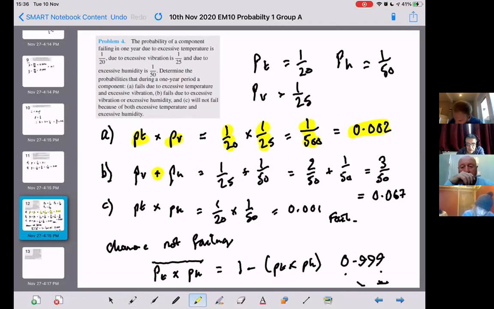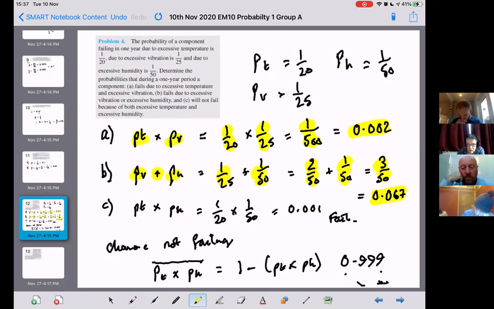The second part says fails due to excessive vibration or excessive humidity. So that's a plus. So P(V) for vibration, P(H) for humidity. We add the two fractions together. We get the common denominators the same, 3/50, 0.067.